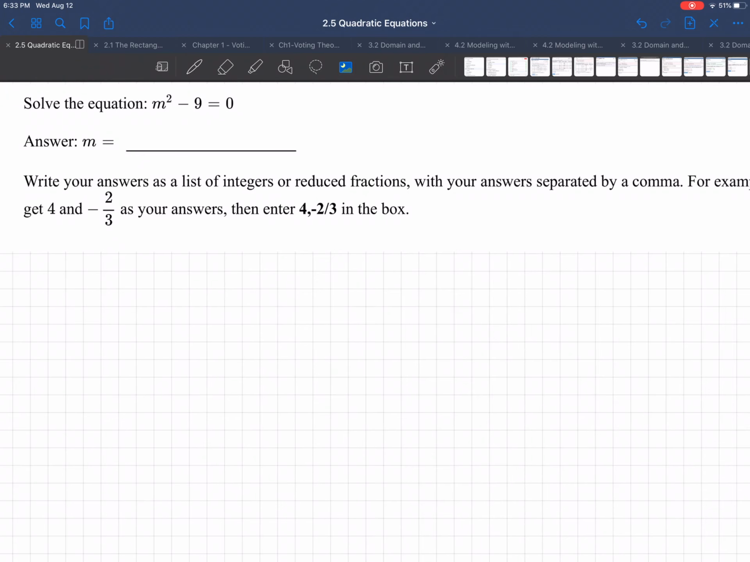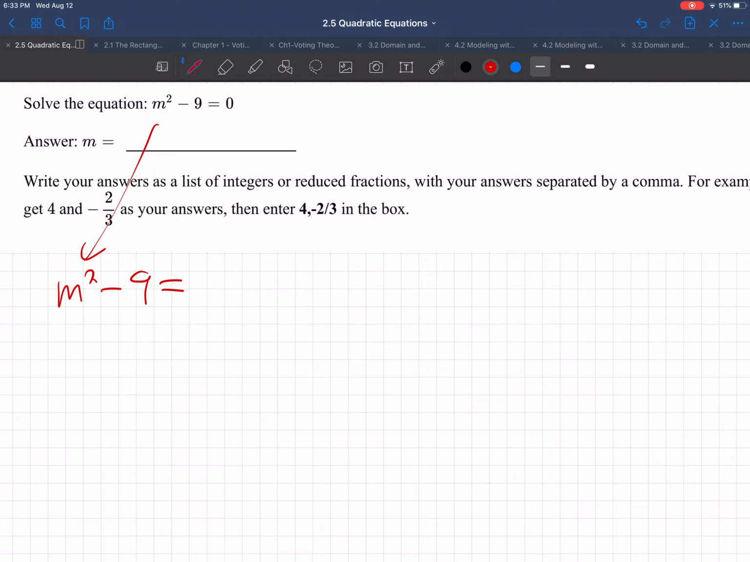Welcome to an example in which we're solving an m² equation here. All right, so how do we do it? Let me bring it down here. We have m² minus 9 equals 0.